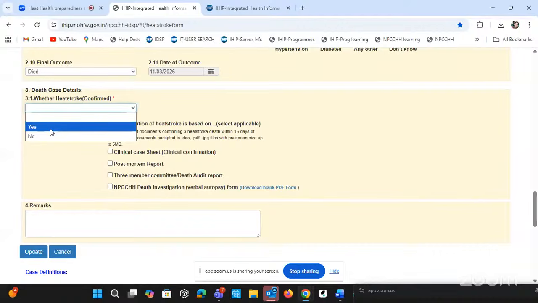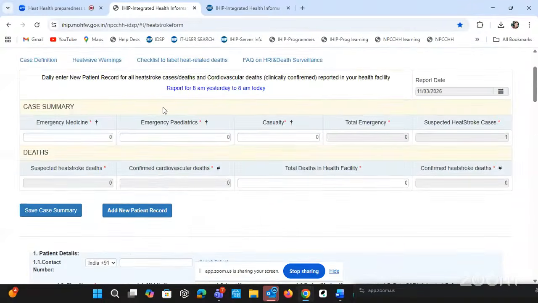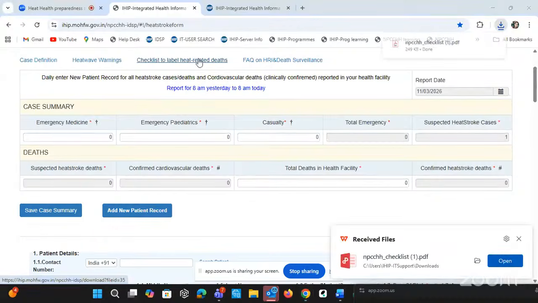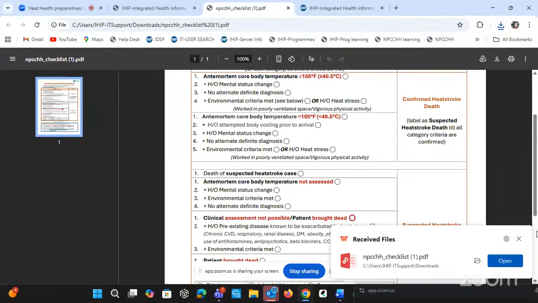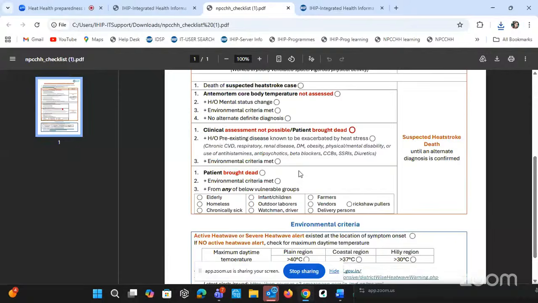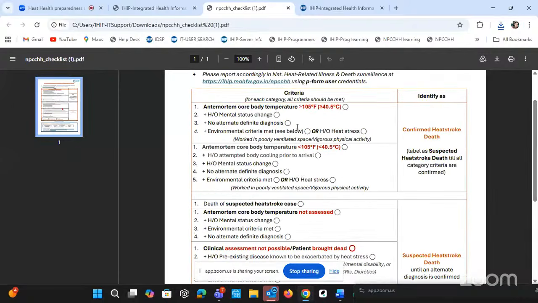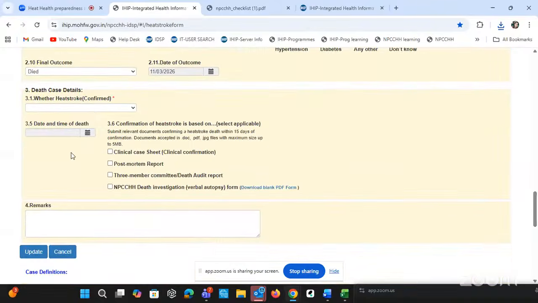If you can go up, Bhupeshji, checklist criteria. You can download the checklist criteria from here, checklist to label heat stroke death, fill it and see whether the criteria is being met or not for heat stroke confirmation. So once it's confirmed, we can go back to the IHIP portal, and in this you can select as yes.